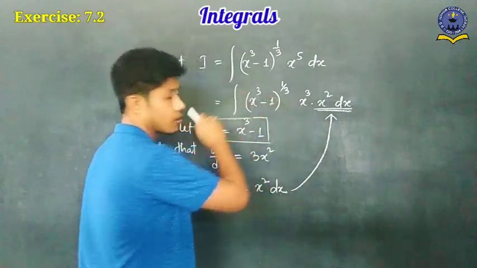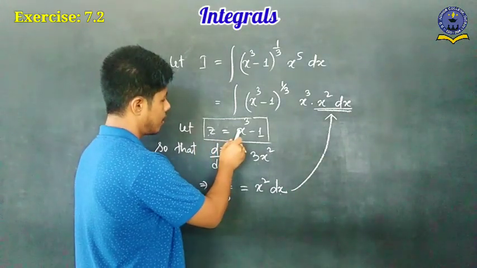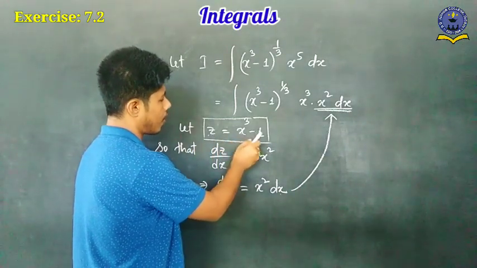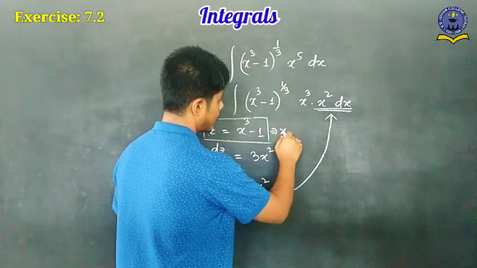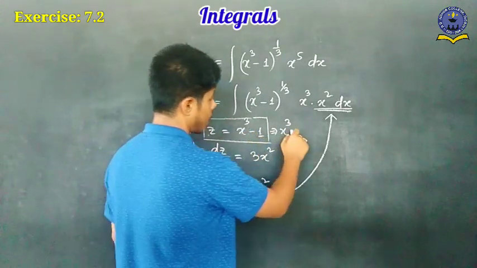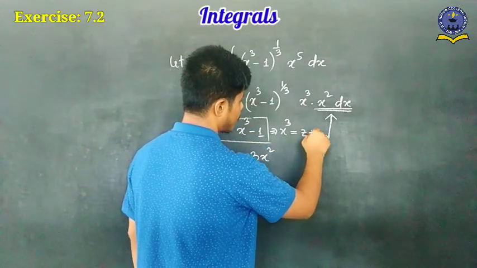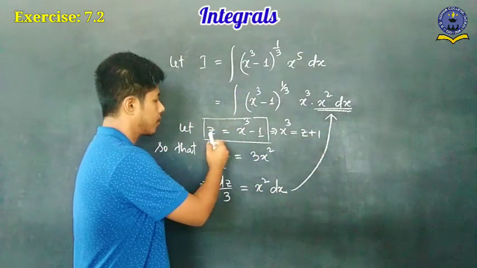Now here, this x cube. If we keep this x cube here as 1 and shift it to the left-hand side, then what can we say? x cube equals how much? X cube equals z plus 1. Easily we can write x cube equal to z plus 1.